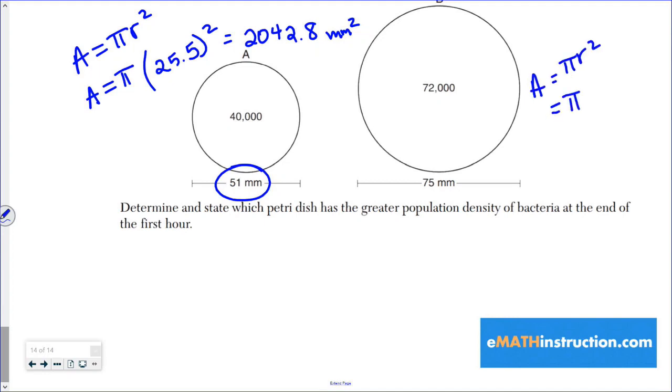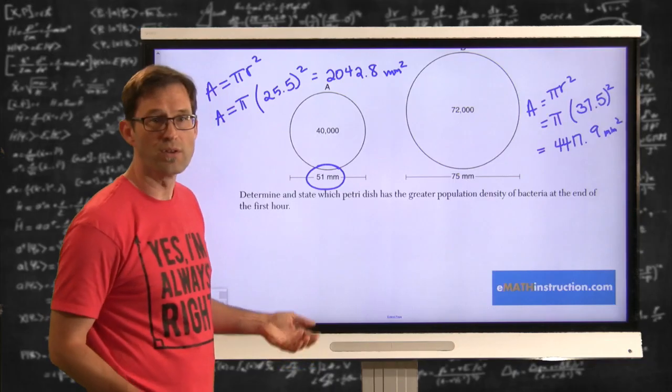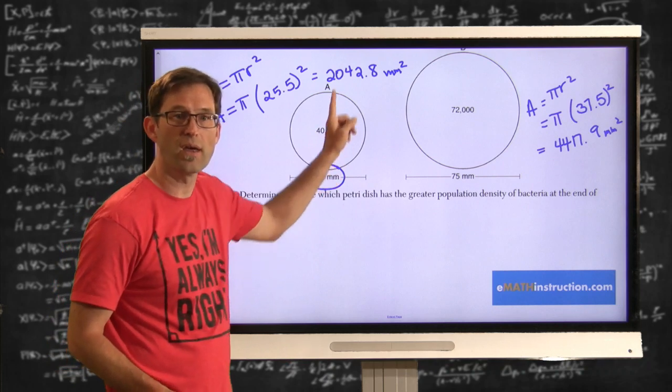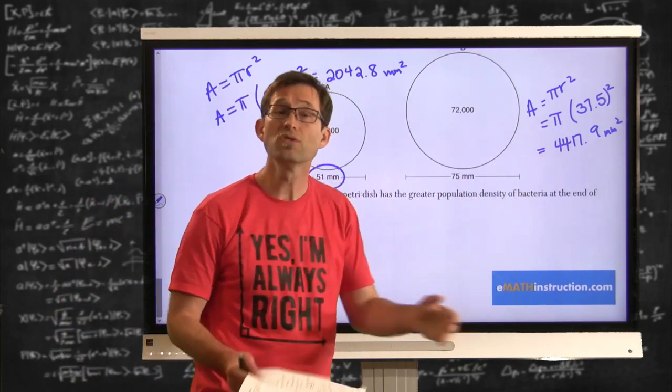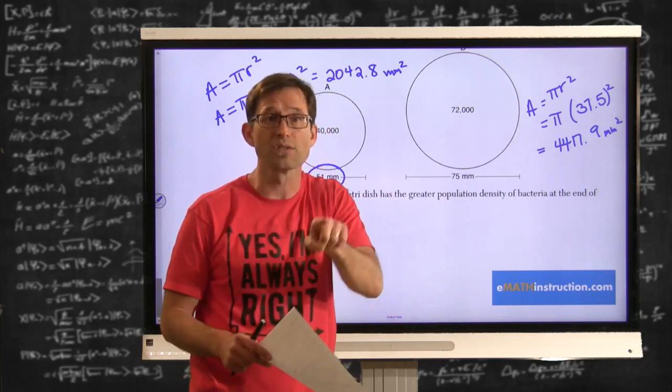The area of circle B, also pi r squared, but this time a different r, also odd, also obnoxious, 37.5 squared gives me 4,417.9 square millimeters, right? It's a bigger thing, okay? And now all I'm gonna do is take this bacteria and divide by that area, this bacteria and divide by that area, just to see how many bacteria are sitting in a square millimeter.